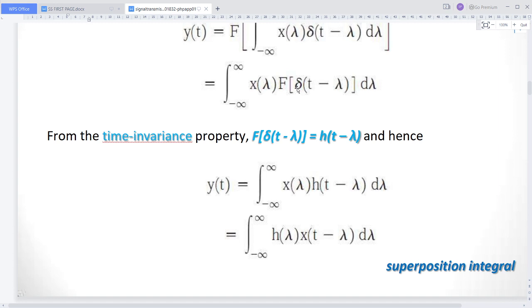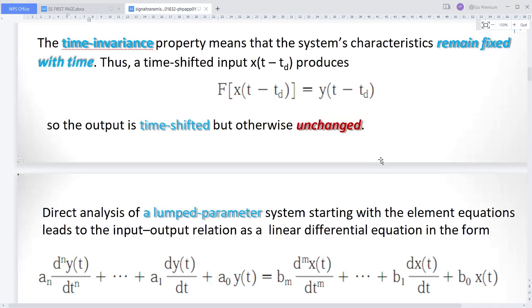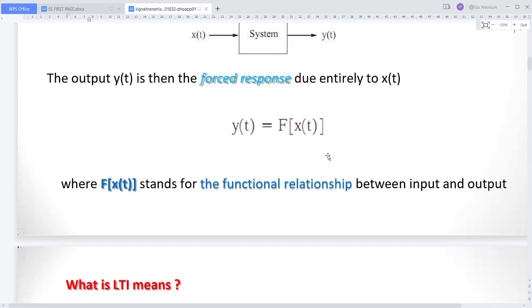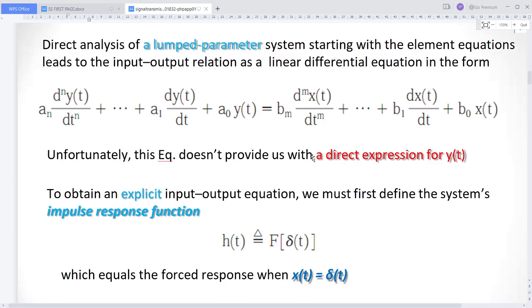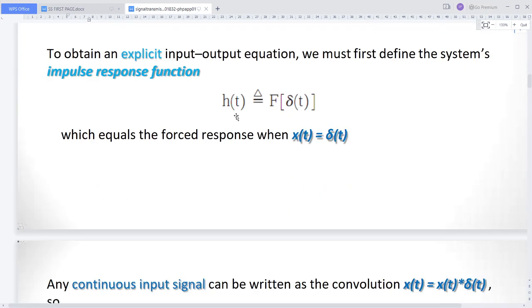So now this is nothing but the input applied to a system, that is the impulse signal which is having the delay of lambda. So from the time invariance property, the input signal is del of t minus lambda. This input signal we apply to the time invariant system, so that the output will be h of t minus lambda. We know that if we apply del of t, then we get the output h of t.